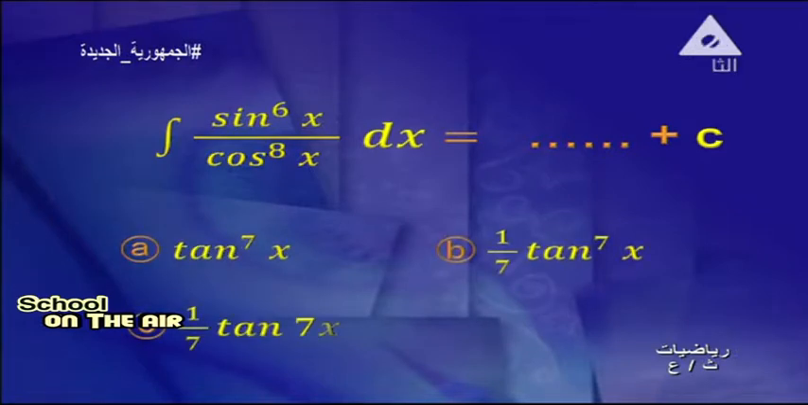Then, the integration of sine power 6 x over cosine power 8 x dx equals, the correct answer is 1 over 7 tan power 7 x plus the constant c.